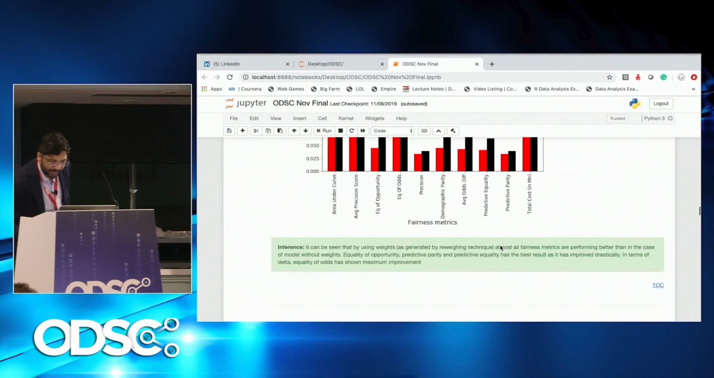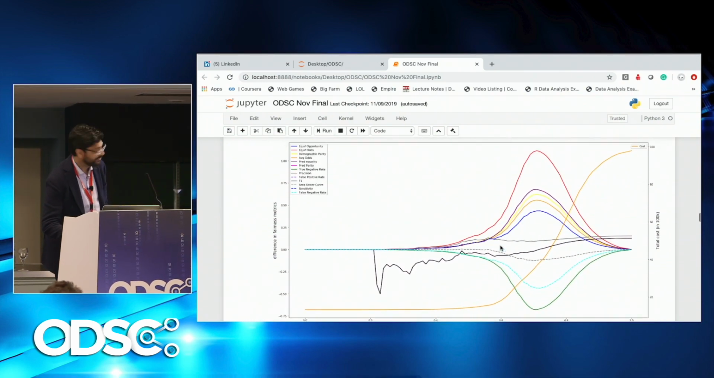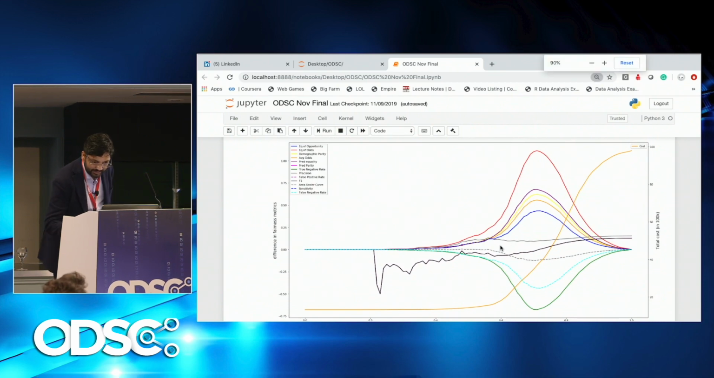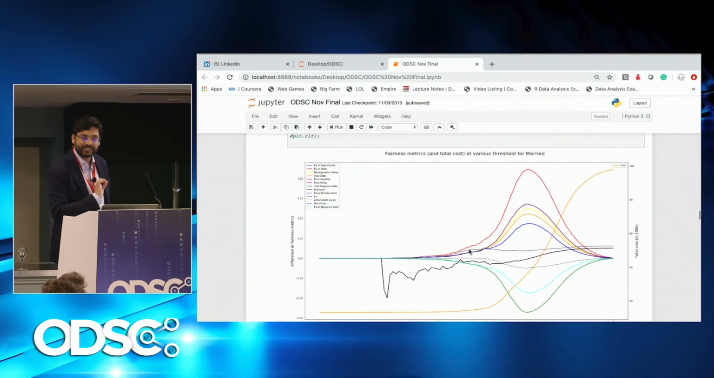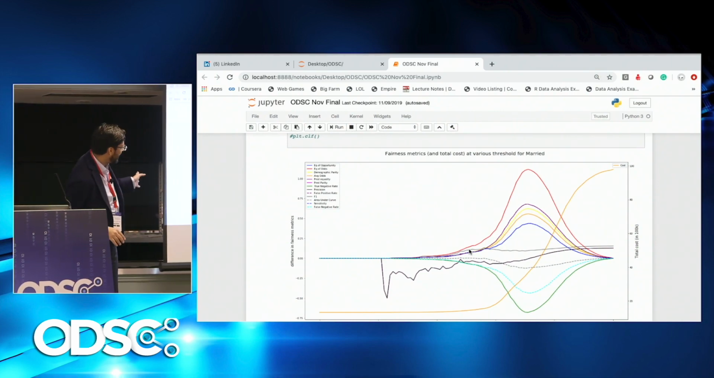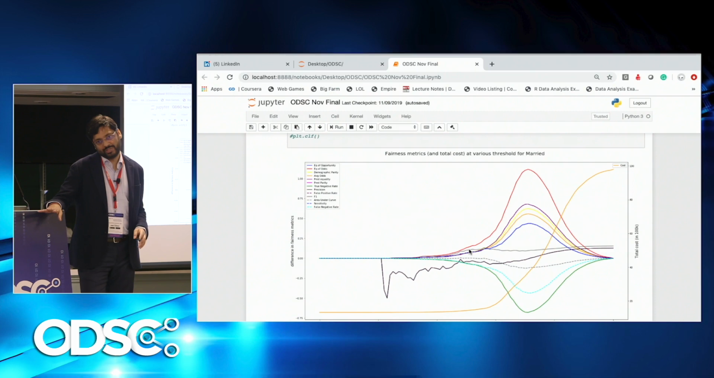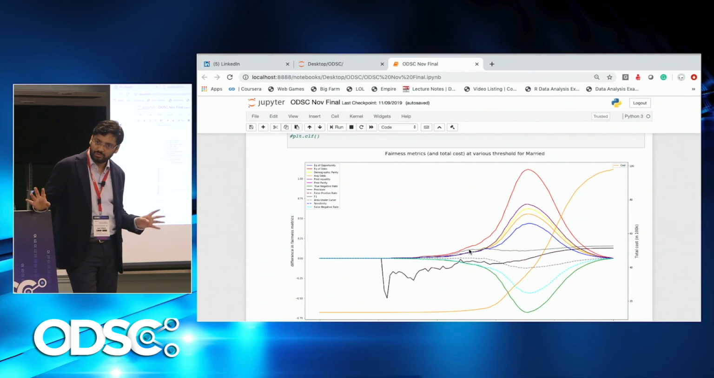Now there comes this graph. Can we see this graph? I'll decrease the font size. Now can we see this graph? On one side of the graph is my total cost, because it's very, very important. No business would agree on any fairness technique if the cost goes up. So you want the cost to go down.